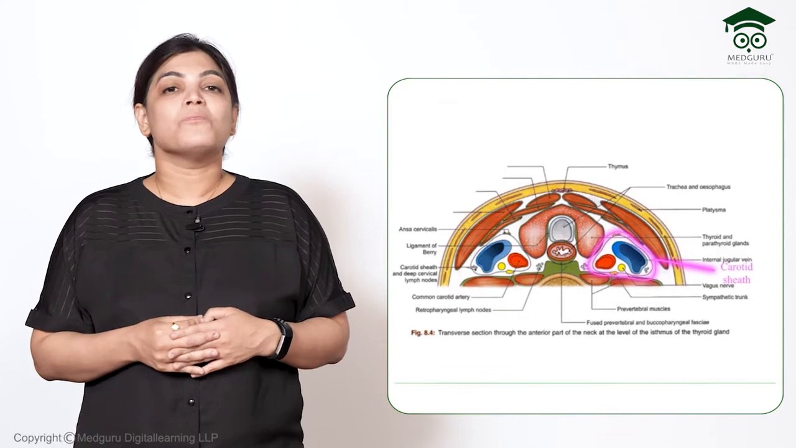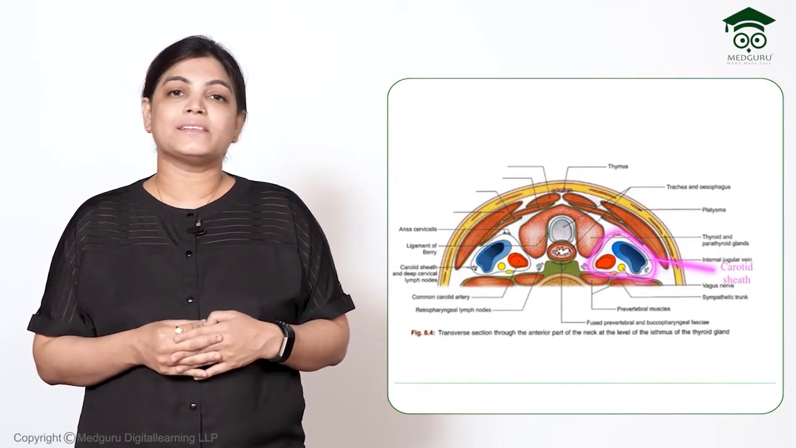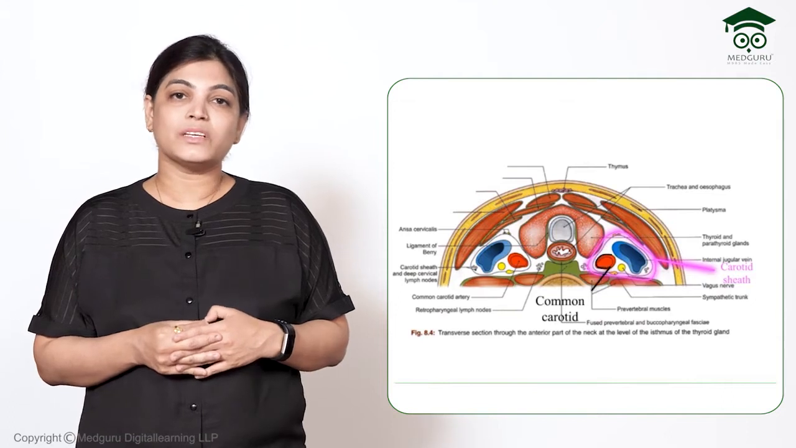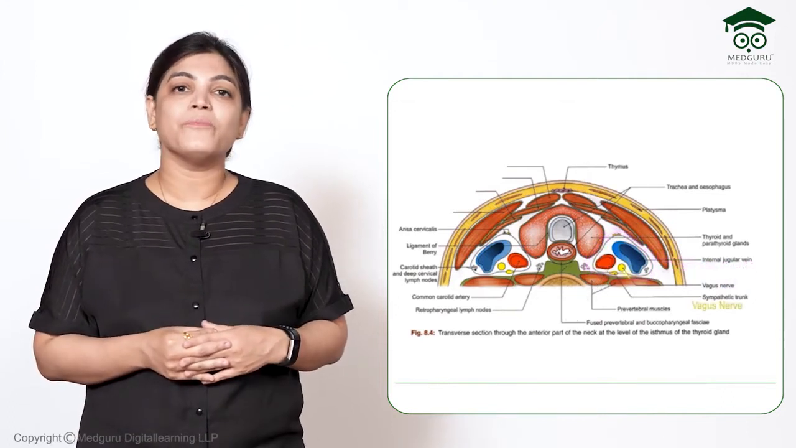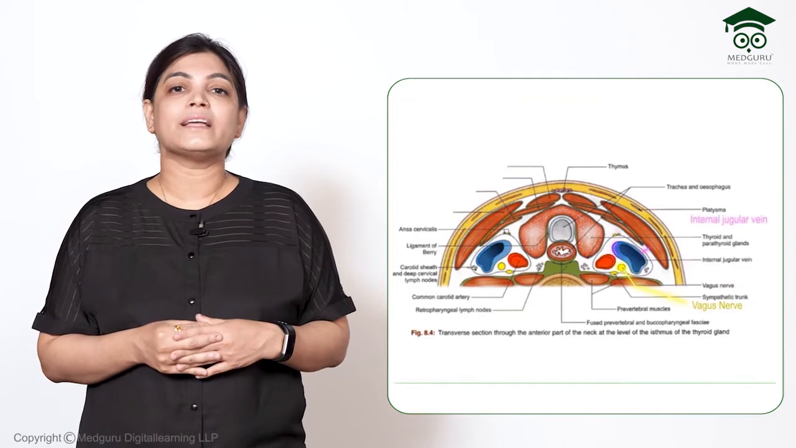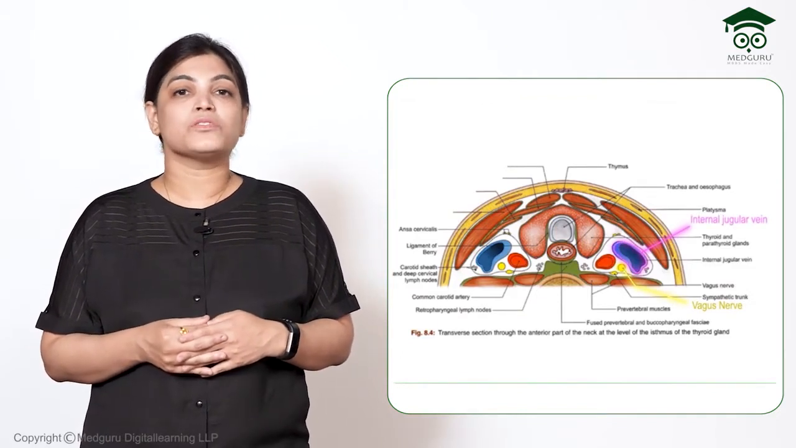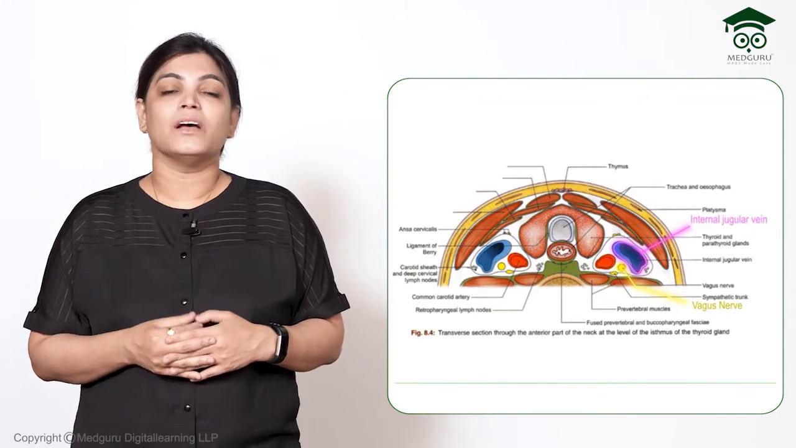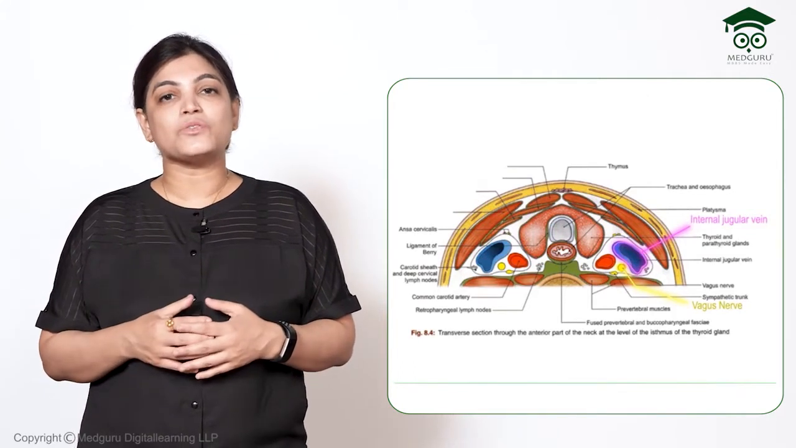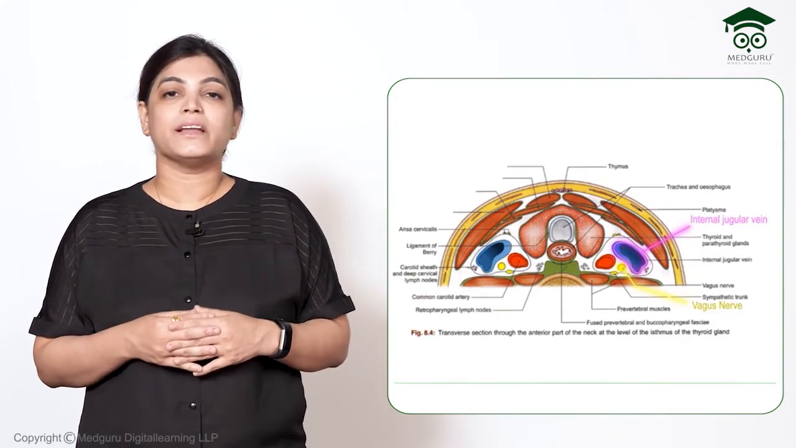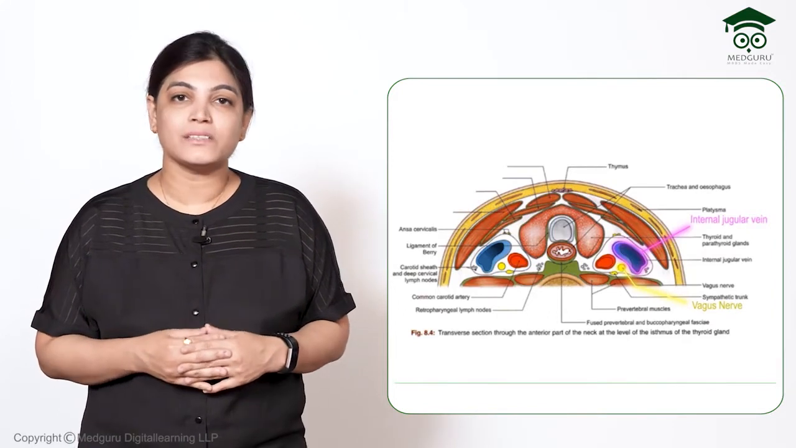So we can say posterolaterally, thyroid gland is related to carotid sheath containing the following structures. What are they? Common carotid artery, vagus nerve and internal jugular vein. These three structures are related posterolaterally to thyroid gland. Thereafter, coming to its anterolateral relation. Anterolaterally, thyroid gland is related with some of the strap muscles.